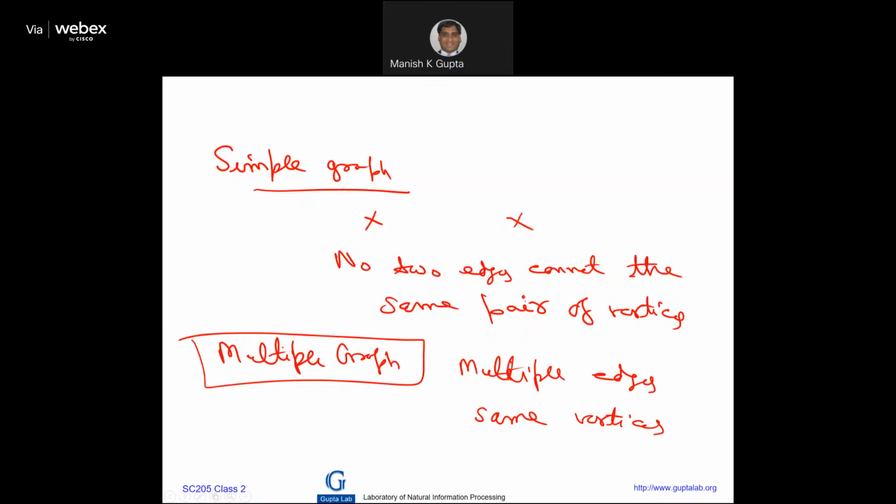Okay. Loops: if you start from a vertex and connect it to itself, right? That is a loop, which is fine. You can talk about loops.